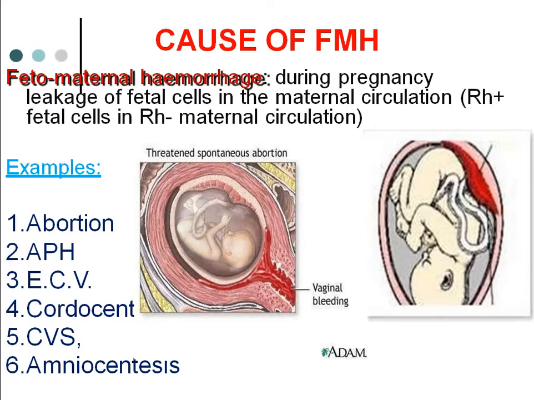Chordocentesis. What is chordocentesis? That means sometimes you try to take out, as you can see in this, this is the umbilical cord. Sometimes you put a needle into the umbilical cord and try to take out the blood. That is what is known as chordocentesis or fetal blood sampling. In that sample, fetal blood goes into mother.